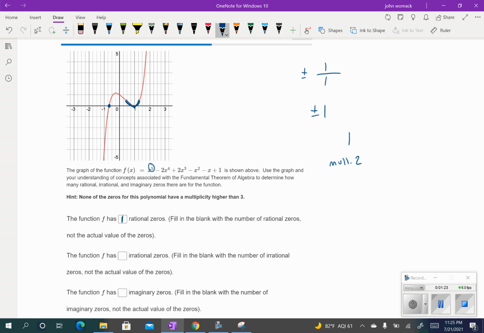Now notice it's not asking for the actual zero. It's asking how many. In this case, it's the same, right? My zero is 1, and I have one rational zero.